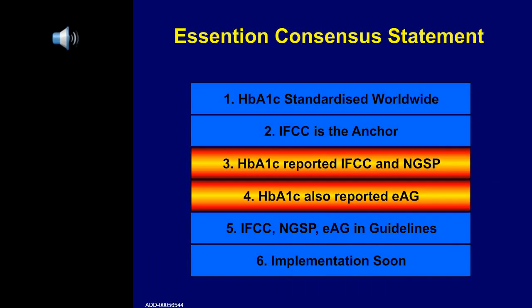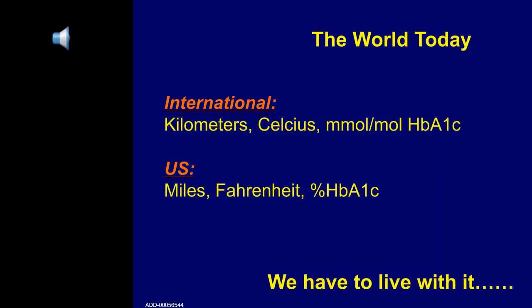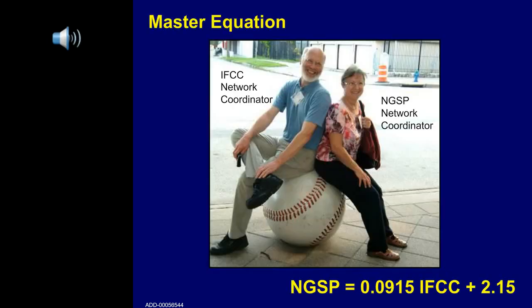Essential, as Garry and John already pointed out, is that the IFCC reference method is the analytical anchor for HbA1c, but HbA1c should be reported in patient reports in IFCC and NGSP units. So that's the world today. Internationally, we have distances in kilometers, temperature in degrees Celsius, and HbA1c in millimole per mole. And in the US, you have miles, Fahrenheit, and percentage HbA1c. We simply have to live with it.